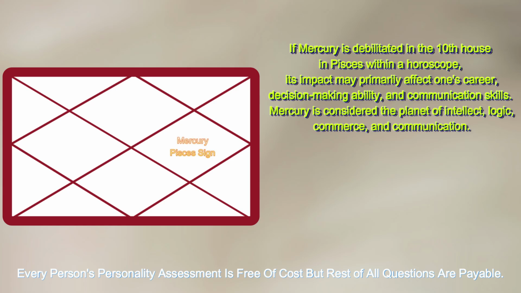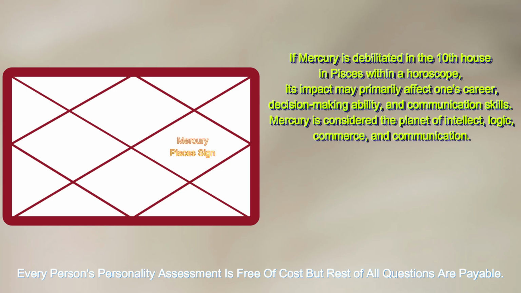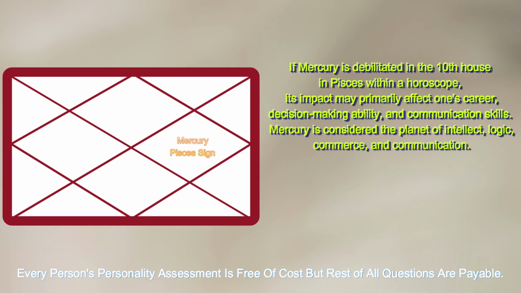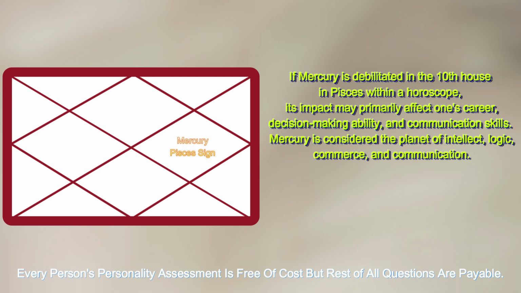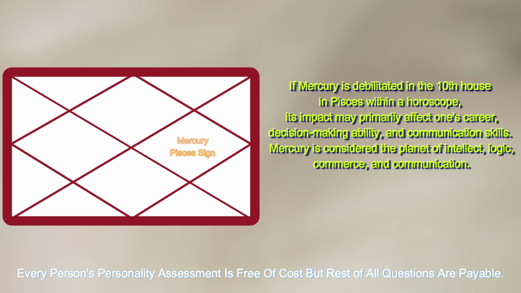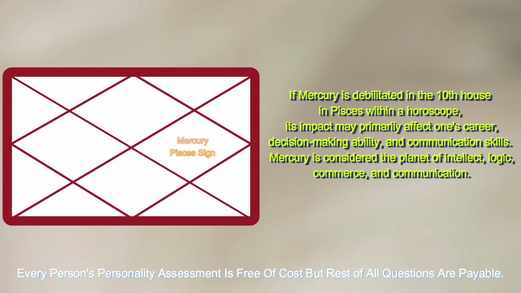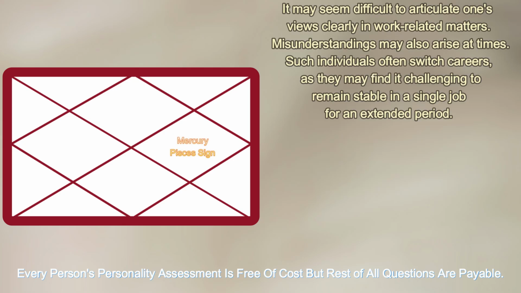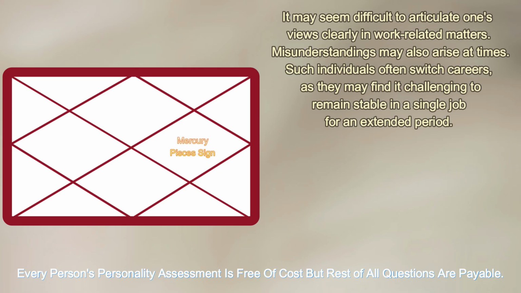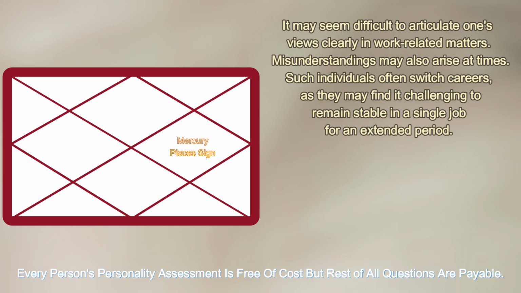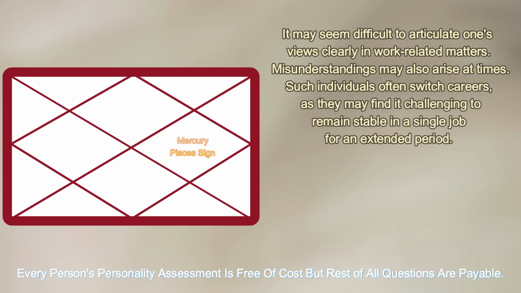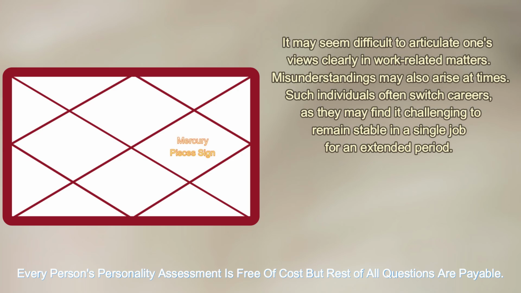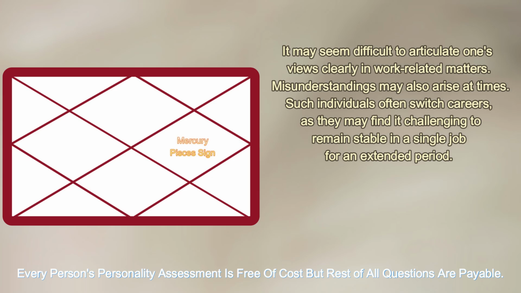If Mercury is debilitated in the 10th house in Pisces within a horoscope, its impact may primarily affect one's career, decision-making ability, and communication skills. Mercury is considered the planet of intellect, logic, commerce, and communication. It may seem difficult to articulate one's views clearly in work-related matters. Misunderstandings may also arise at times.